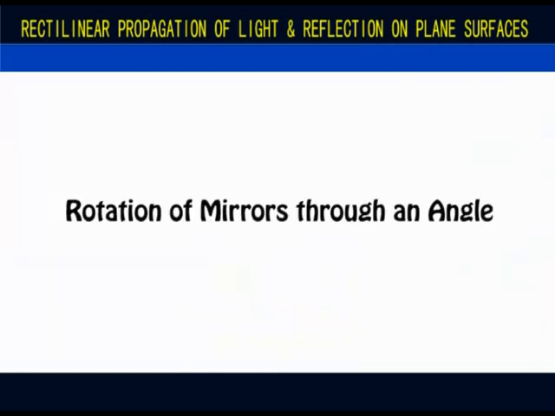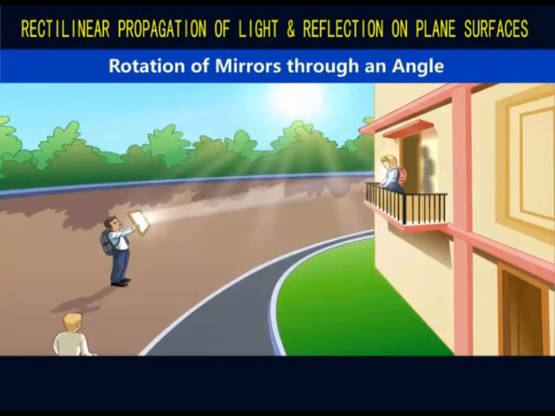Next, rotation of mirrors through an angle. Now, consider this kid reflecting the sun's rays to a friend standing on the balcony of a building. He also wants to reflect the same rays to another friend standing some distance away on the road. If the lines joining the kid to the two friends make an angle of 120 degrees, by what angle should the kid rotate the mirror? To solve this problem, let us see what happens to the reflected ray when the mirror is rotated through an angle.